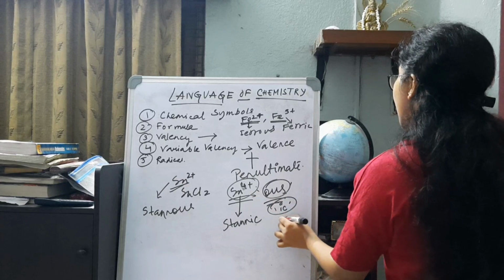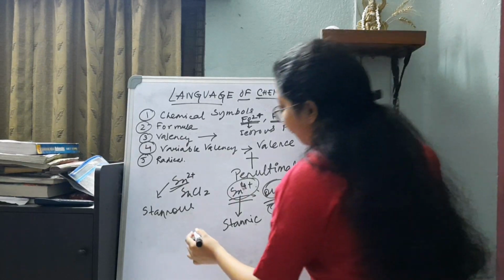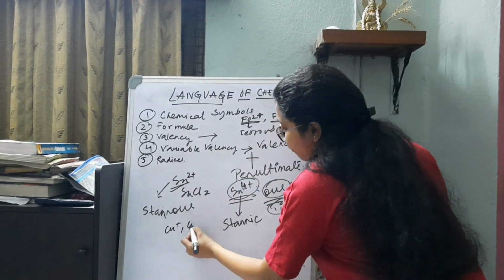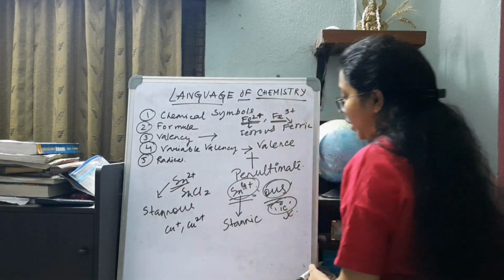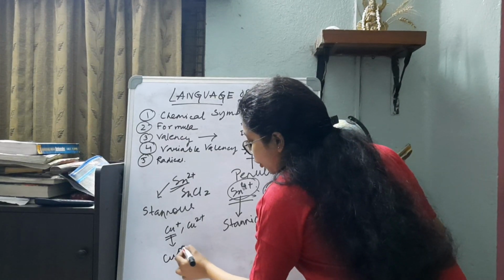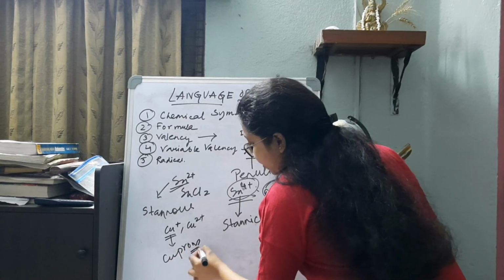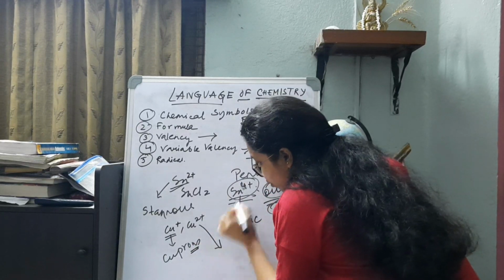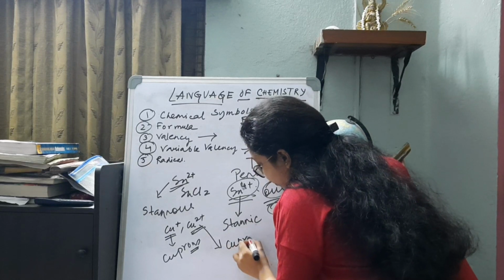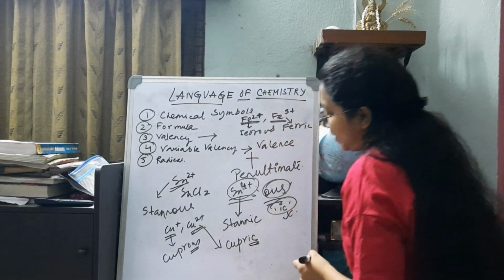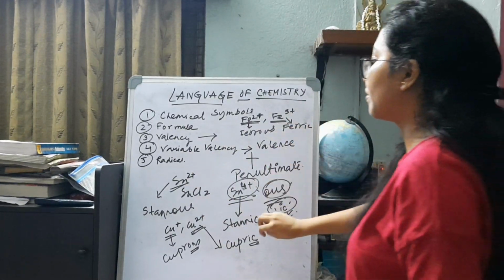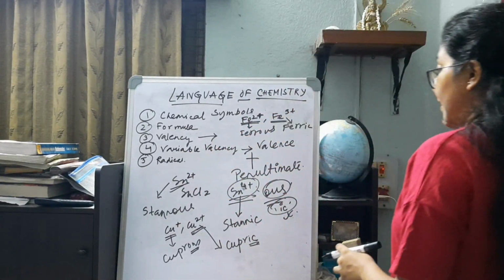Then if we again see Cu, that is copper, it exists in the form of Cu+ and Cu2+. So the lower valency one is termed cuprous, having the suffix OUS, and the next valency part is termed cupric, having the suffix IC. So with this we understood how certain elements show variable valency.